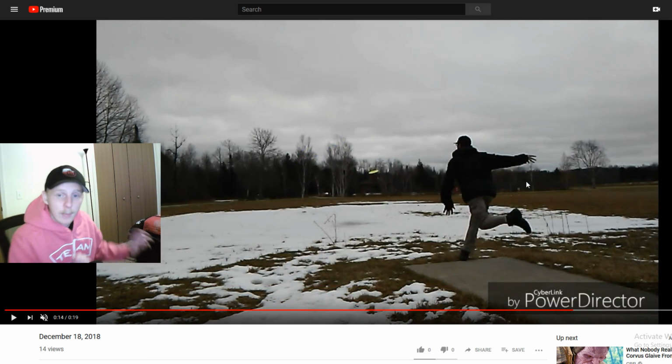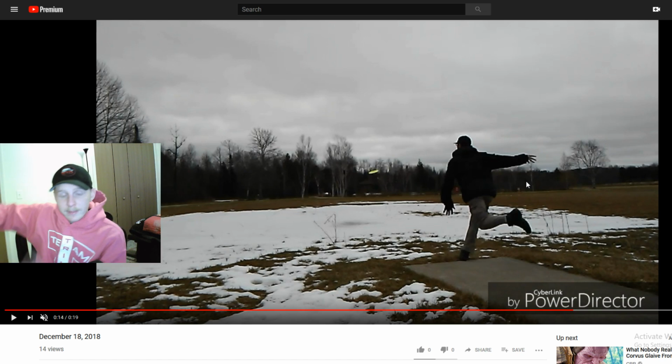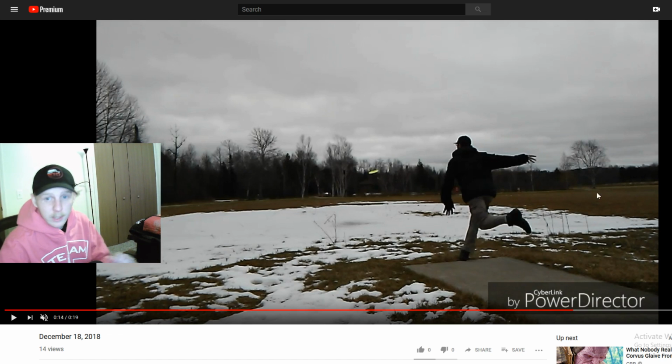Anyway, yeah, you want to follow through up and over your right shoulder, and that's going to help get the nose of the disc down. It's going to help maintain the angle there.